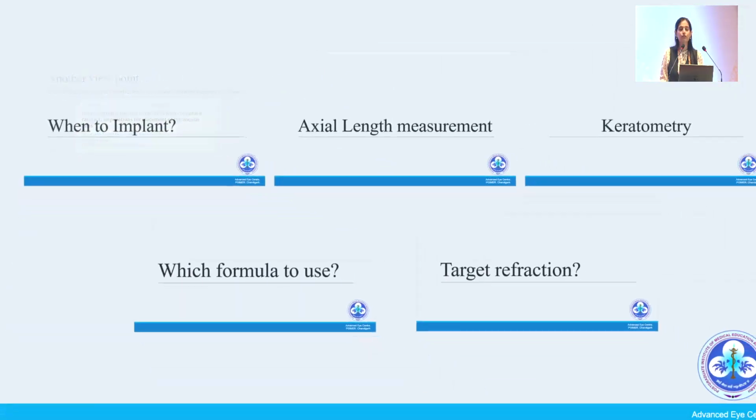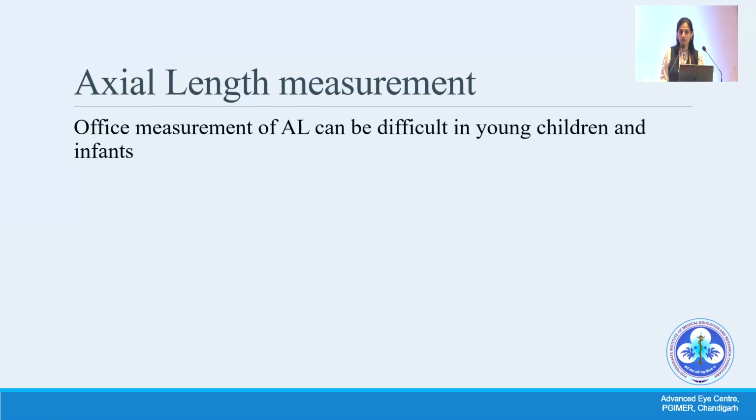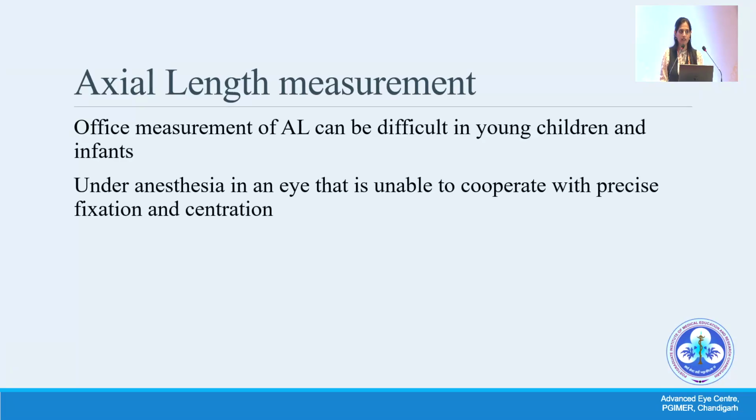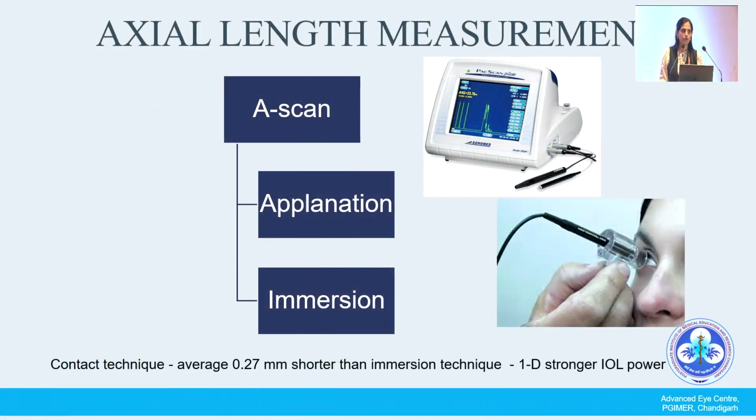Having said that, once you've decided that you have to implant an IOL, we need to know what power to implant. The first aspect is the axial length, the most important. Now, the office measurement of axial length is very difficult in young children and infants, and under anesthesia, you might be able to get a fairly good reading because you might have an eye which is straight. The errors in measurement will produce a greater error in the IOL power calculation, so you have the options of applanation and immersion. Immersion gives us slightly higher and more accurate values, if you have access to it.